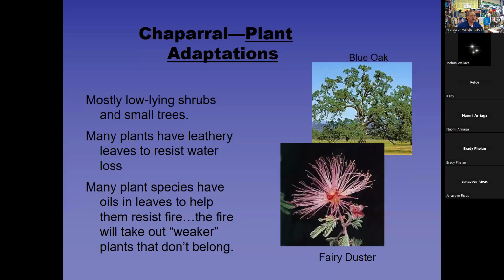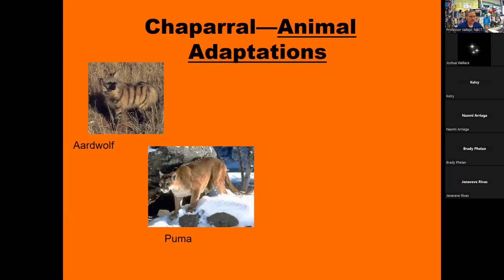Some plant adaptations you can see here: low-lying shrubs, small trees, leathery leaves, oils to resist fire. Fire will take out the weaker plants that don't belong. Certainly have a lot of fires here in California, and then here's some animals that live in the chaparral region.